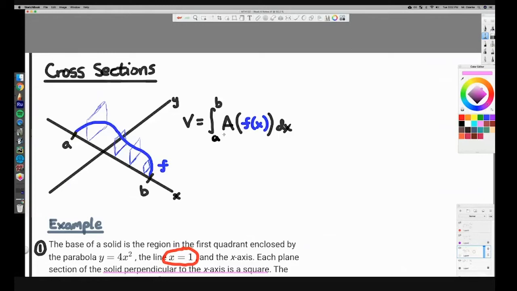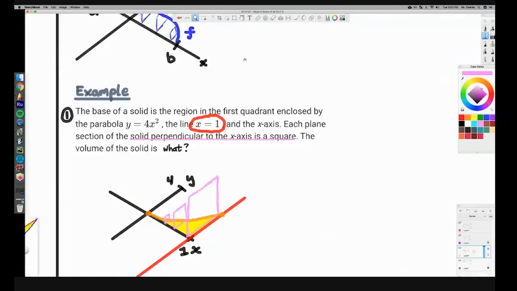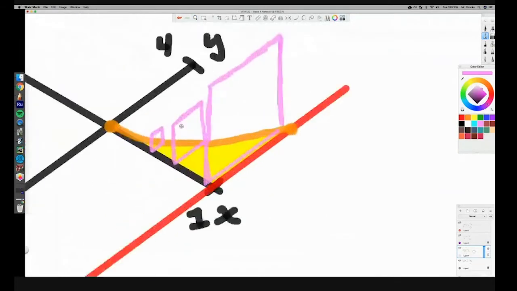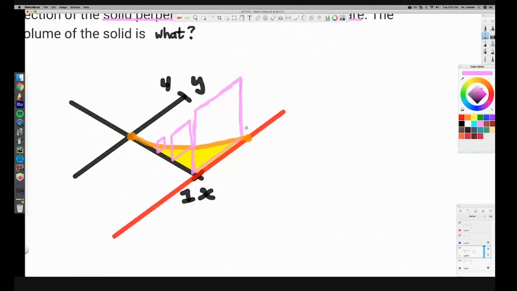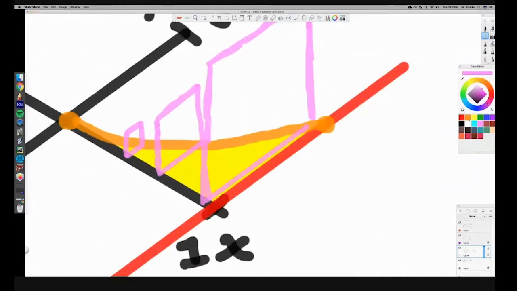Now we need an area formula for each individual square. So what we're going to do is find the area of just one of these squares, and then integrate it throughout all of them. The area is not going to be a finite number. It's going to have an X in it because all of these are different. They're all going to have different X's. So we need to figure out what this base is right here. I'm going to say it's B1. But what is this base right here?